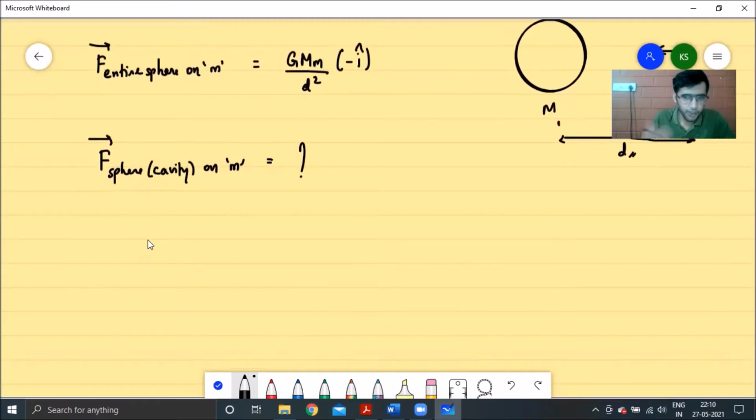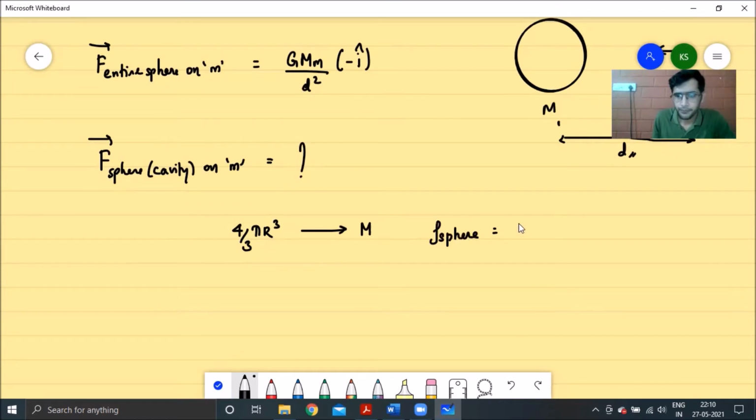Now, since it's a lead sphere altogether, your mass is uniformly distributed. So for a volume of 4 by 3 pi r cube, we had a mass M. That was the mass of the entire sphere, right? So what was the density of the sphere? Your density of the sphere is nothing but M by 4 by 3 pi r cube. And now we want to find out what was the mass of the sphere occupying the volume of the cavity. So in short, I'll write that as the mass of the cavity, or basically that's the mass of the sphere occupying the volume of the cavity.